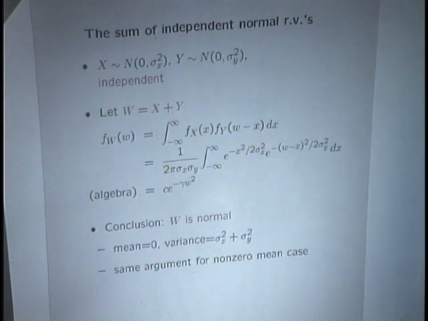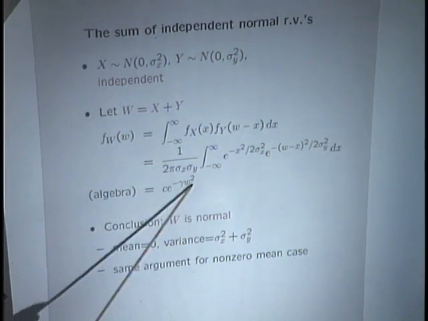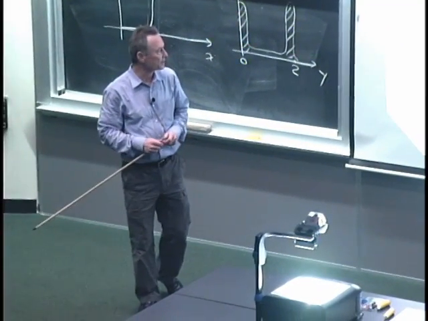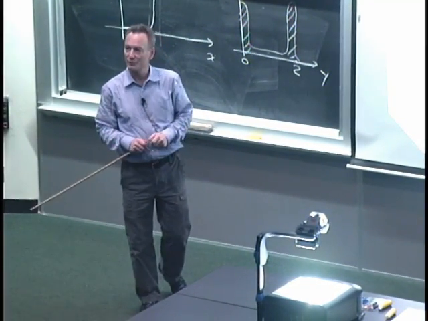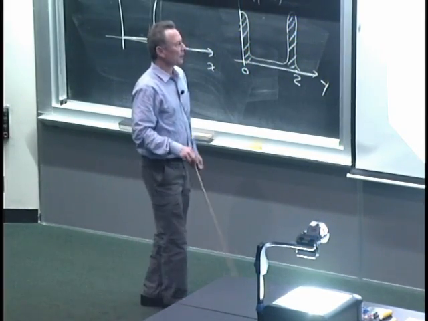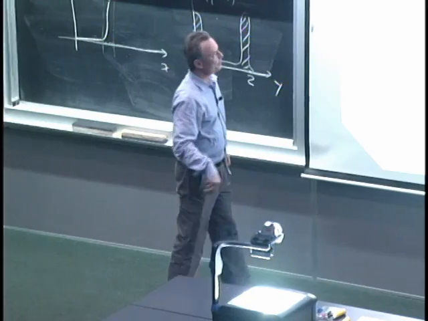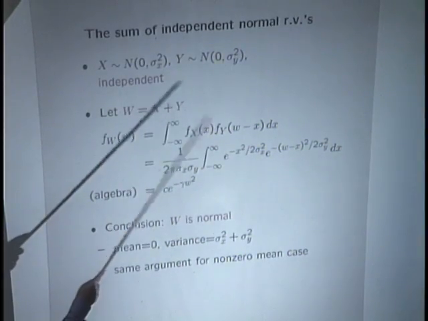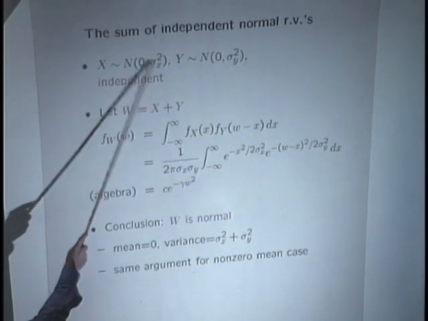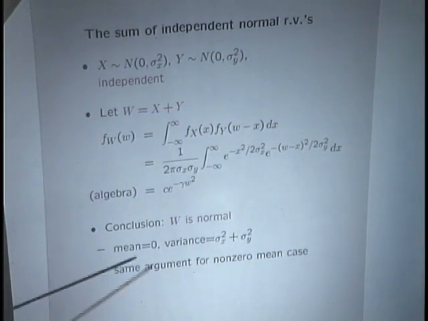This is an exercise in integration, which is not very difficult, and it turns out that after you do everything, you end up with an answer of this form, and you suddenly recognize, oh, this is normal. The conclusion from this exercise is that the sum of two independent normal random variables is also normal. Now, the mean of w is, of course, going to be equal to the sum of the means of x and y. In this formula, I took the means to be 0, so the mean of w is also going to be 0.